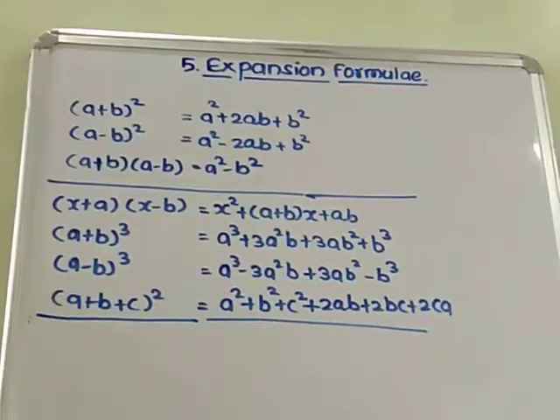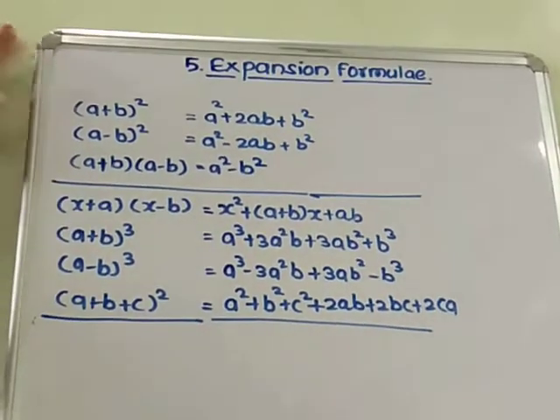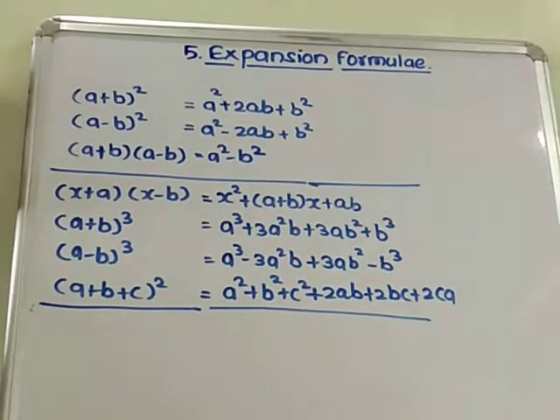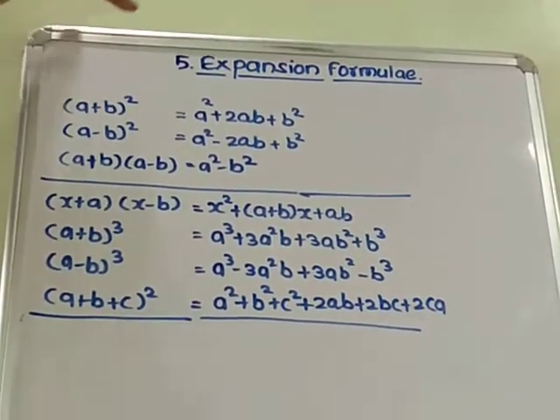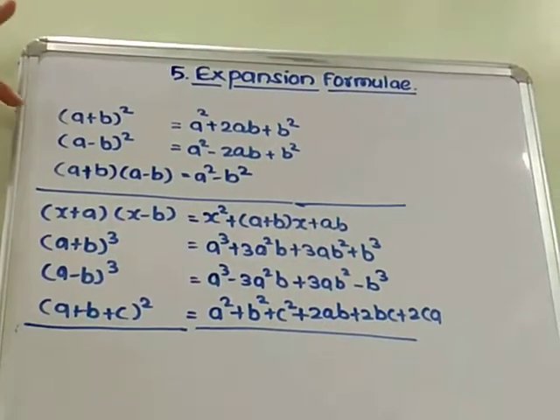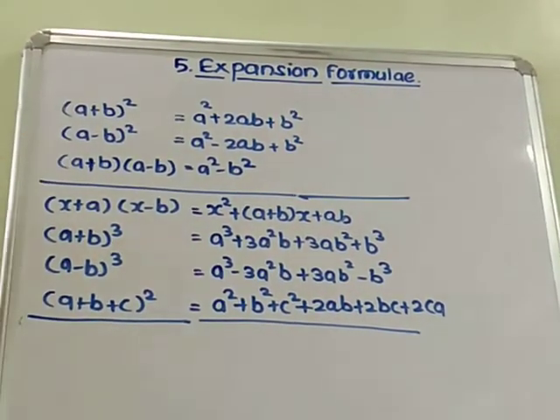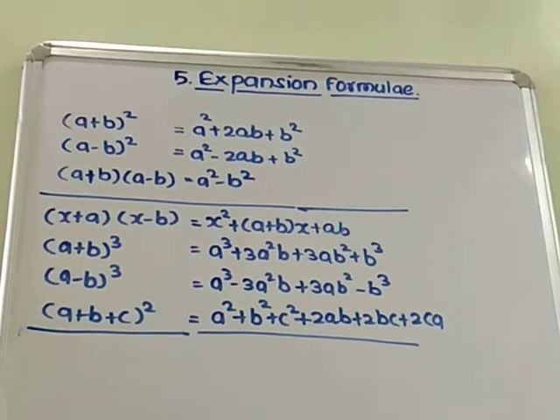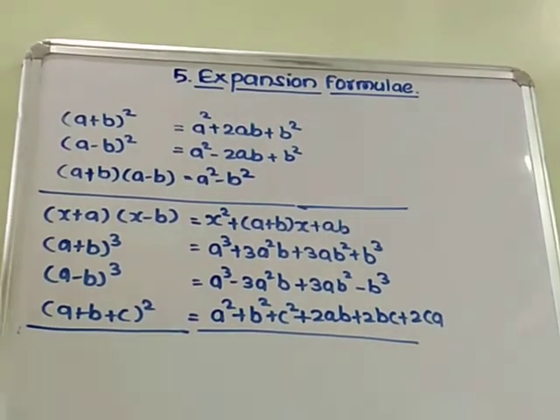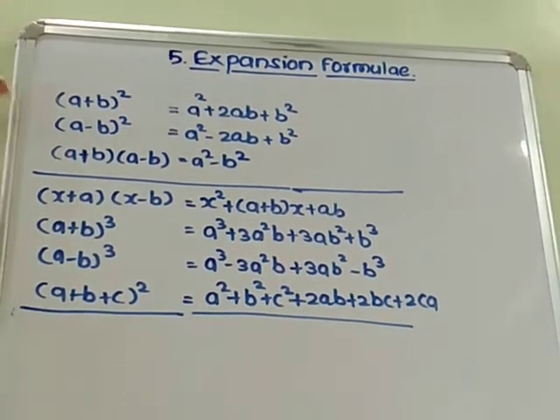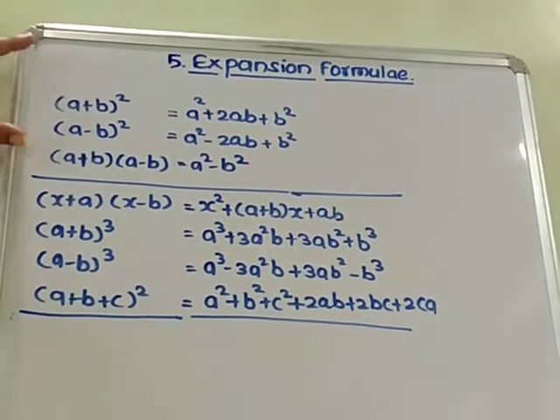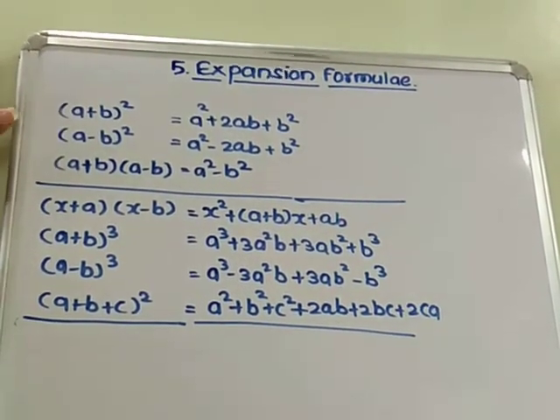Okay, we are going to start. Look at the board. In the previous year we learned these formulas: (a + b)² is equal to a² + 2ab + b². (a − b)² is equal to a² − 2ab + b². (a + b)(a − b) is equal to a² − b². These formulas we learned in the last year, that means the previous year.